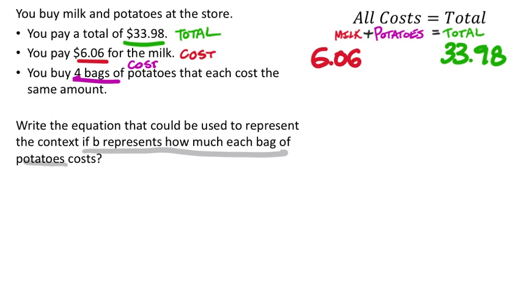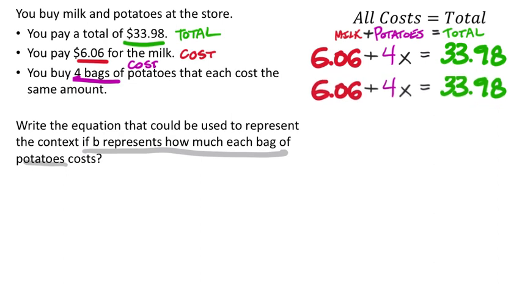I know that I am going to purchase 4 bags of potatoes. I just don't know how much they cost, but I do know if I were to multiply the cost by the bags, then I would have the total cost of the potatoes. So now when we add those two, the milk and the potatoes together, we get the total. So this right here is the equation which it asked for. Again, I'm going to copy it down here so that I can work with it and make it clean.